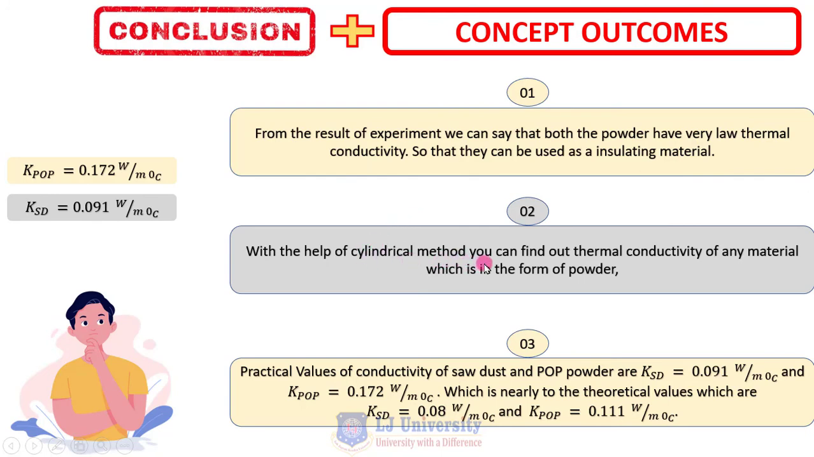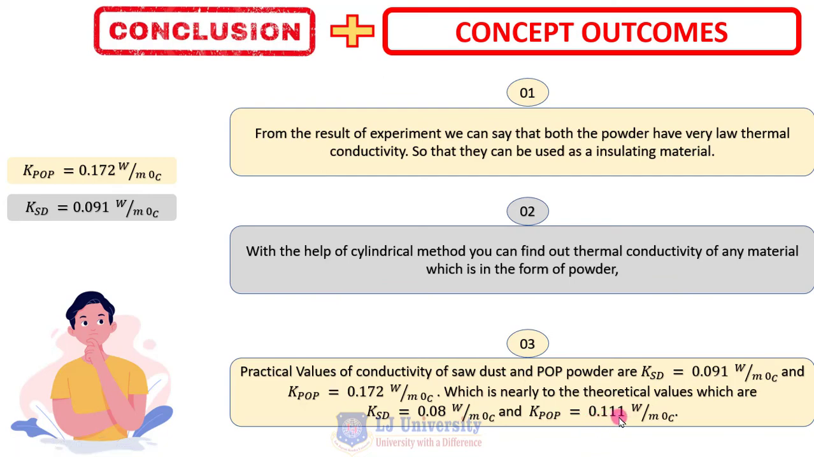With the help of this method, you can find out the thermal conductivity of any material which is in the form of powder. The practical values of conductivity of sawdust and POP powder are 0.091 and 0.172, which are nearly equal to the theoretical values of 0.08 and 0.111.